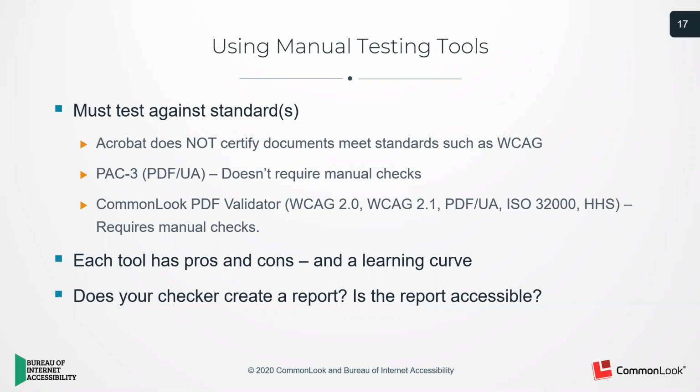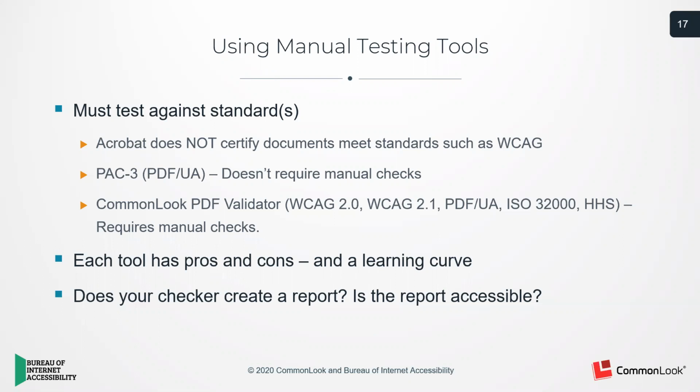So let's talk about manual testing tools. A lot of people will use Adobe Acrobat for testing PDF documents. It pretty much was the default tool for doing it until recently, when there are some additional tools that can now edit PDFs. So most people are using Acrobat. And lots of times we'll see people say, well, we tested the document, we tagged it in Acrobat, and it passed the Adobe accessibility checker. So the document is completely accessible.